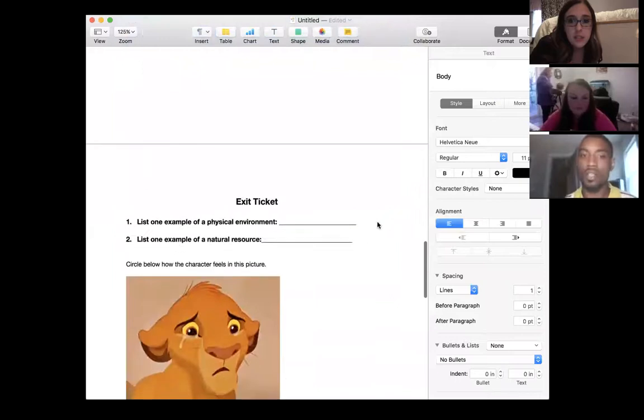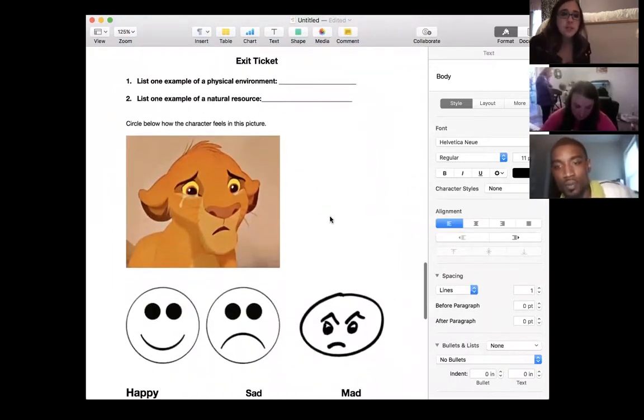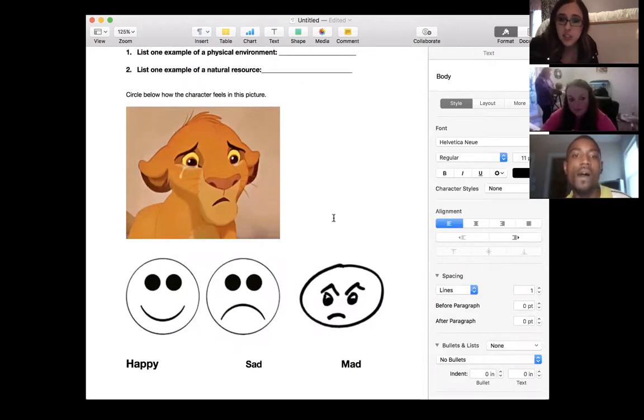I'm just going to show you guys this quick. So you'll just complete this exit ticket, and then you're ready to go to lunch. You're going to list one example of a physical environment, one example of a natural resource, and tell me how this character feels in this picture.